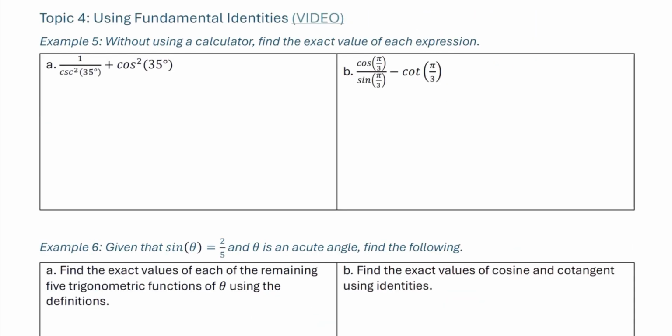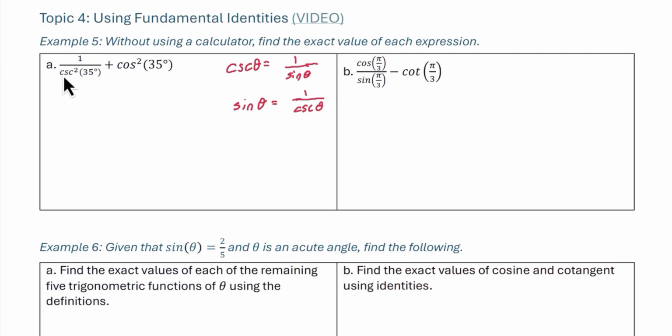For topic 4, we want to continue looking at the fundamental identities we've seen up to this point. As a reminder, cosecant theta is 1 divided by sine theta. Or we could write sine theta as 1 divided by cosecant theta. They're reciprocals of each other.